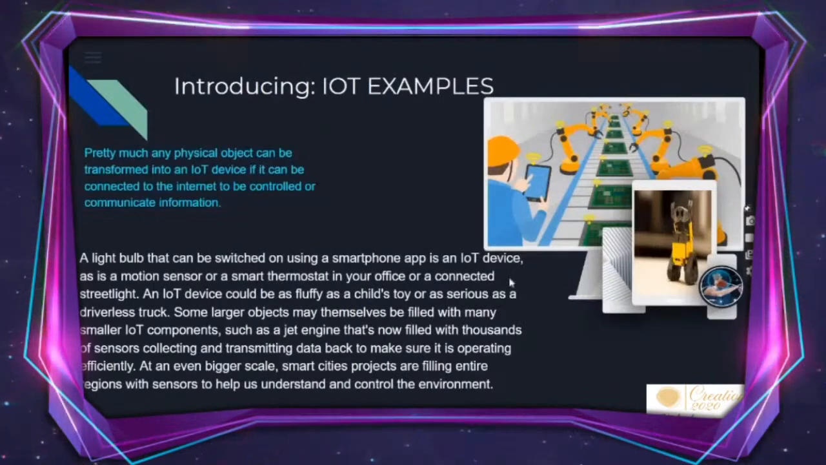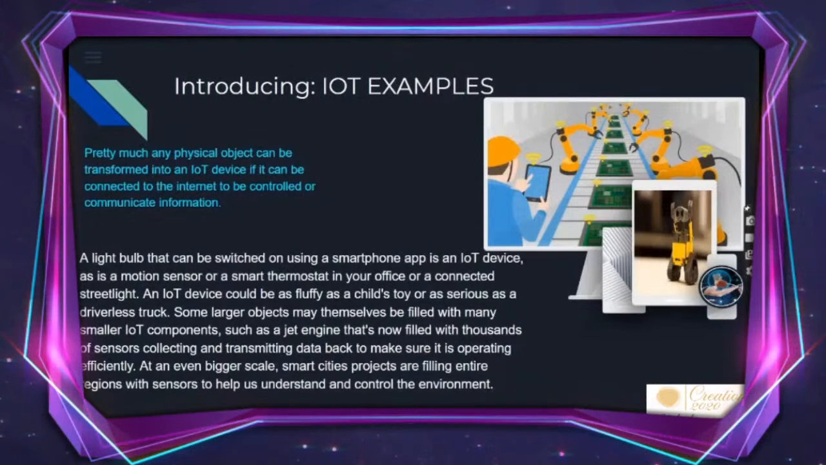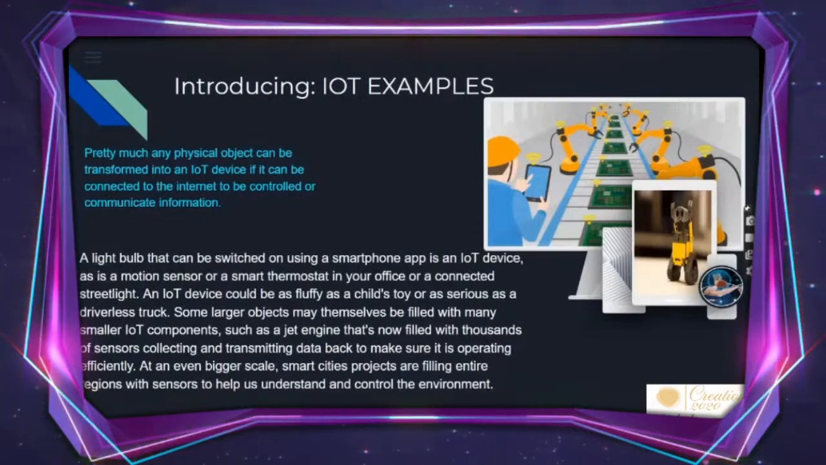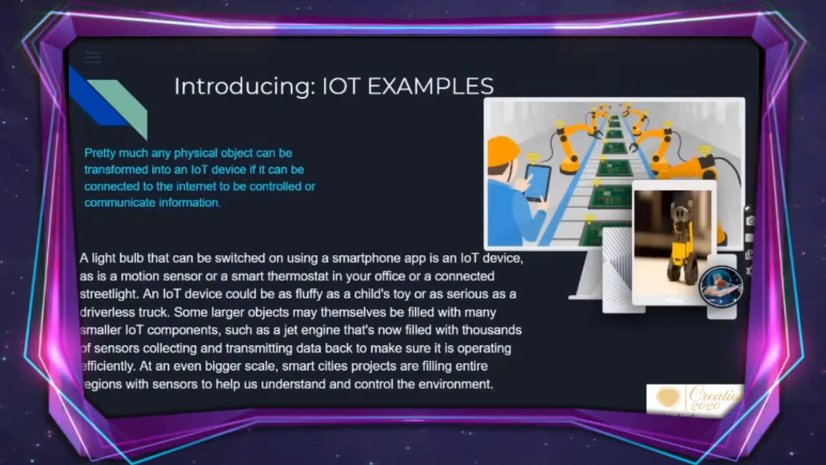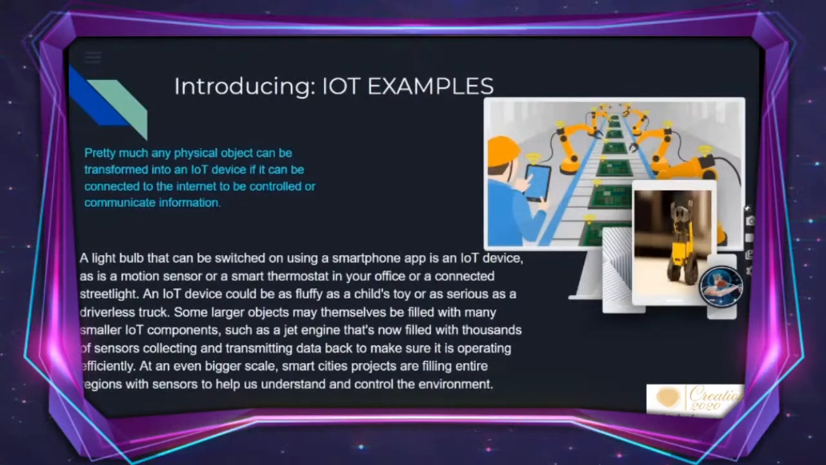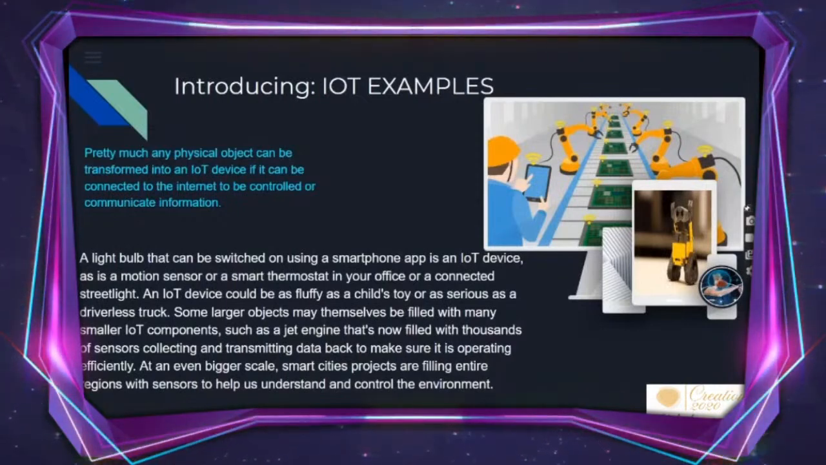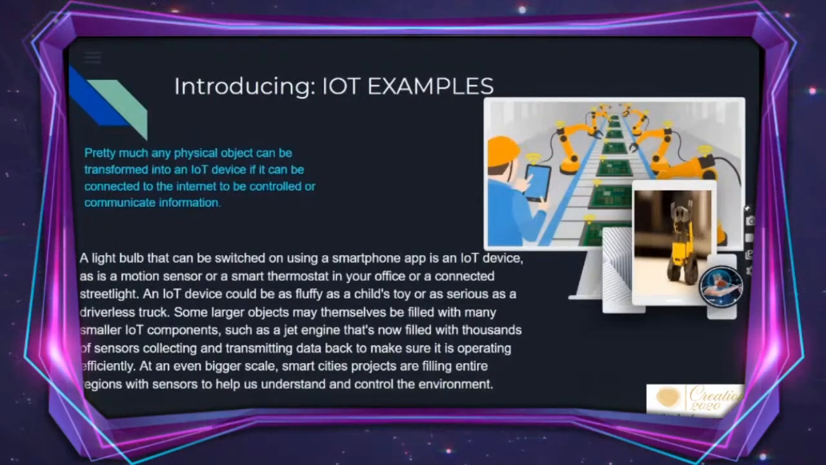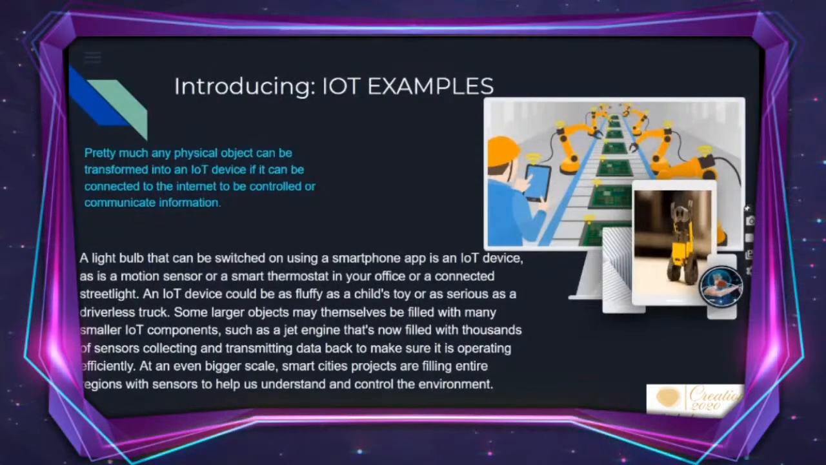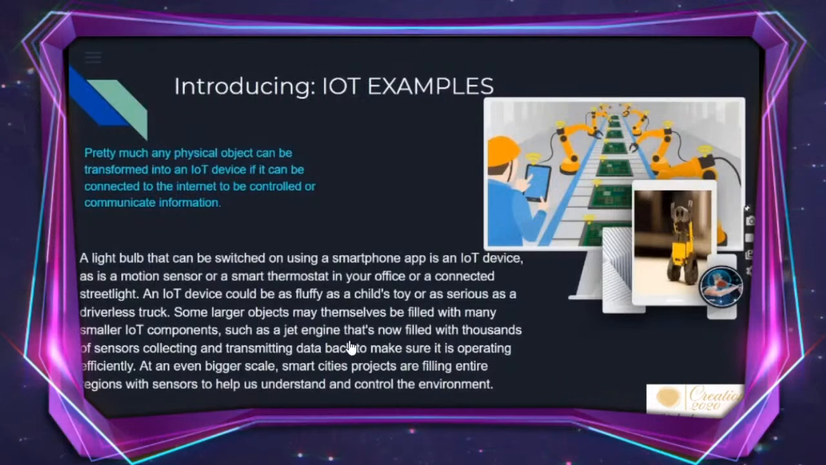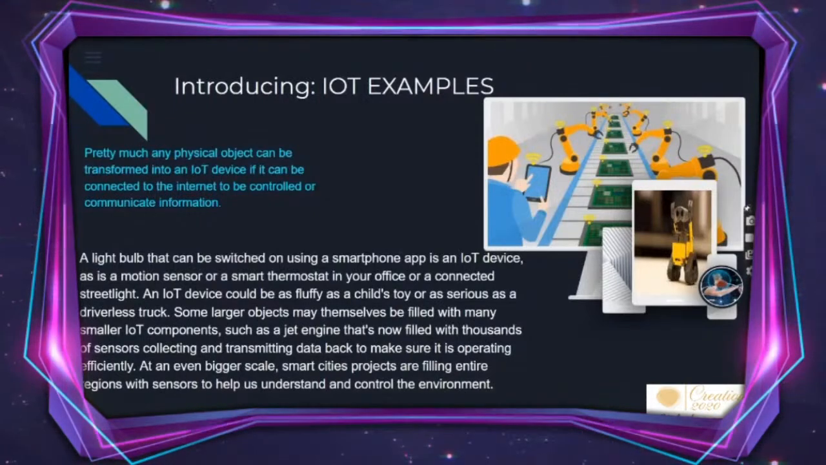Now if we look at IoT examples, pretty much everything from a small light bulb that can be switched on using a smartphone can become an IoT device, as is a motion sensor or a thermostat in your office. An IoT device could be as simple as a child's toy or as serious as a driverless truck. And now it is even being used at a larger scale in smart city projects that are being filled with sensors to help us understand and control the environment according to our needs.